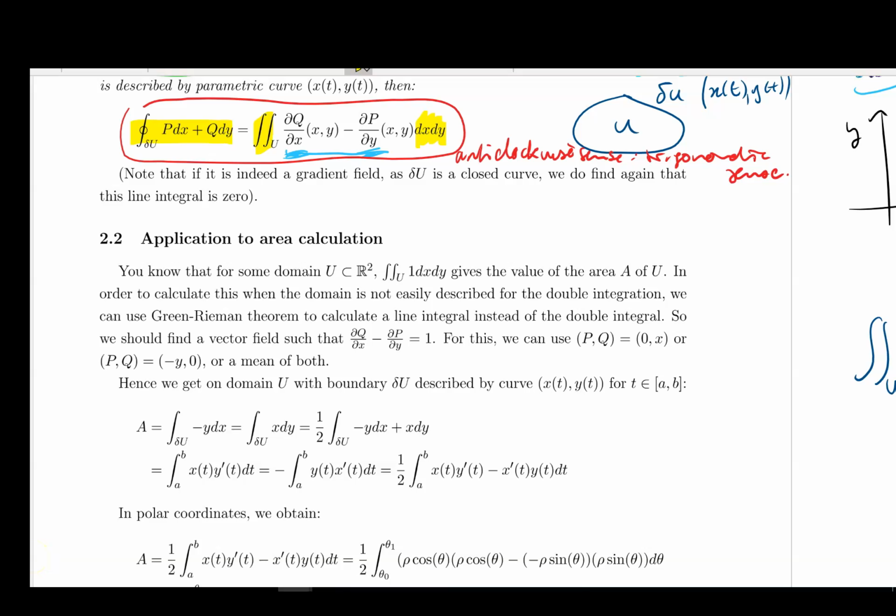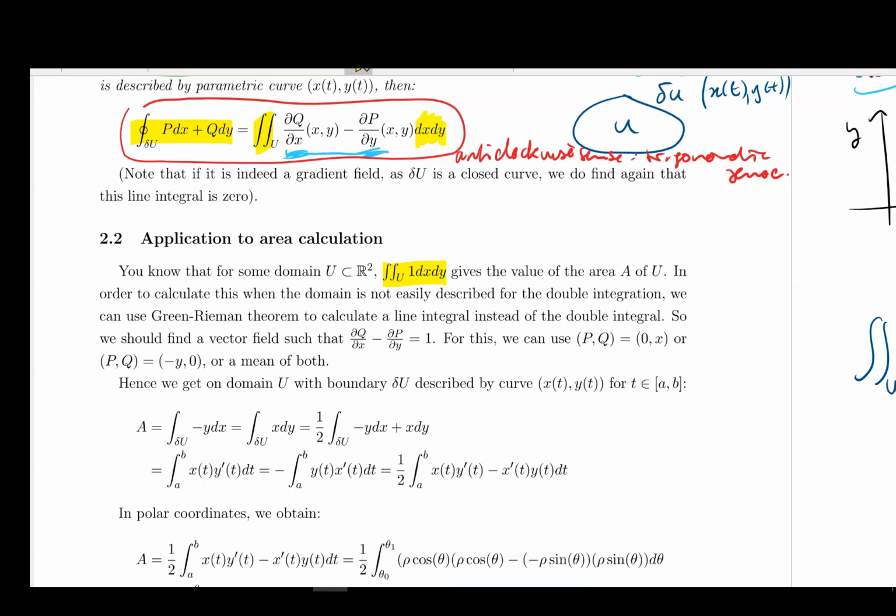So in the previous video, we saw how to link the line integral on the boundary of a domain of some vector field and the double integral of something related to that vector field inside of the domain. So very naturally, one of the applications of this is going to be to find the area of a domain. Why? Simply because if you have a domain U in R2, the double integral of the function 1 dx dy inside of this domain gives you the area of U.